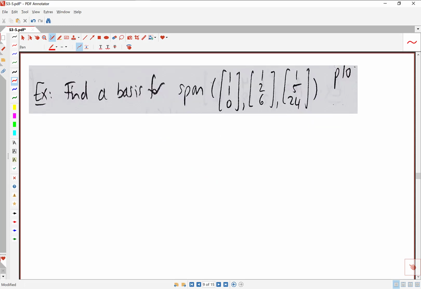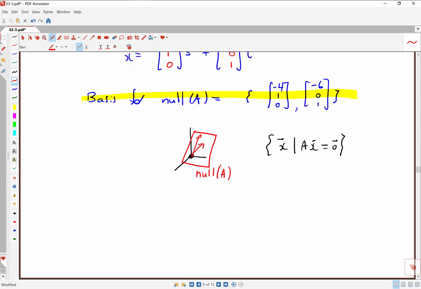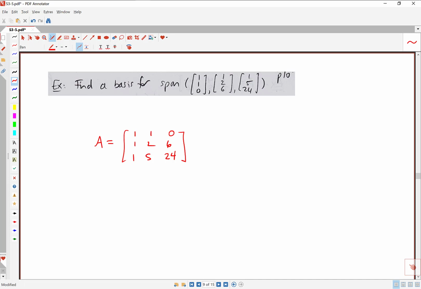So next problem, let's find a basis for the span of these three vectors. There are a couple of good ways to approach this. First way to approach it, you could define a matrix where these vectors actually go into the rows. So (1, 1, 0), (1, 2, 6), (1, 5, 24). And then you could phrase the problem as find a basis for the row space of A.